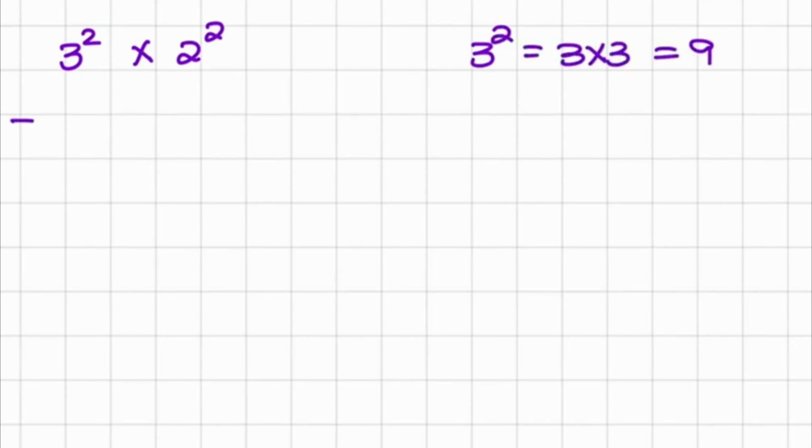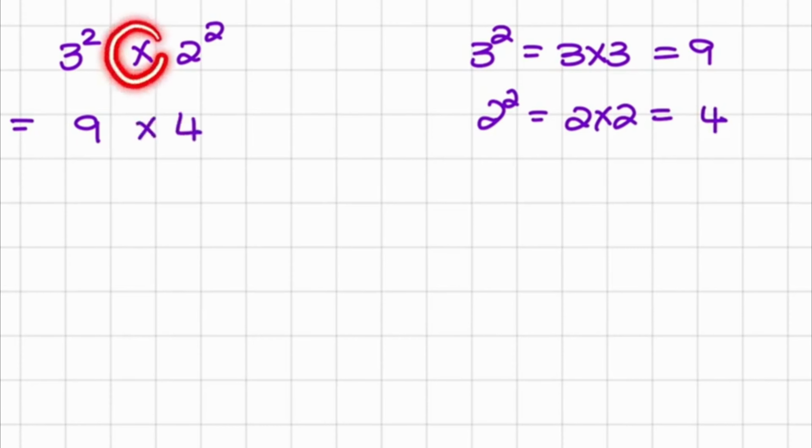Let's say we want to take 3 squared and multiply that by 2 squared. So we already know that 3 squared is the same as saying 3 multiplied with 3, so that is 9. And 2 squared is the same as saying 2 multiplied by 2, and that is 4. And you notice that I keep the multiplication in between the terms, and I'll only multiply 9 with 4. And this is equal to 36.